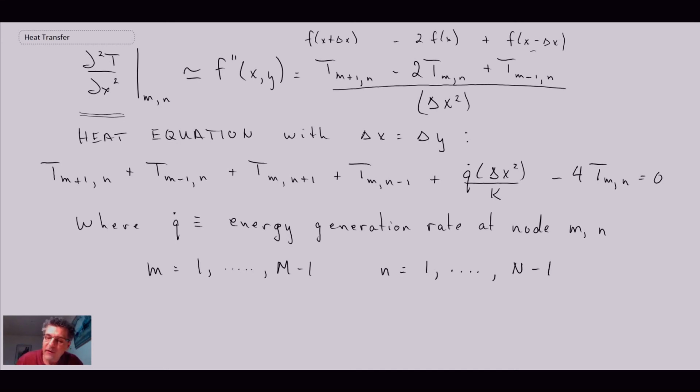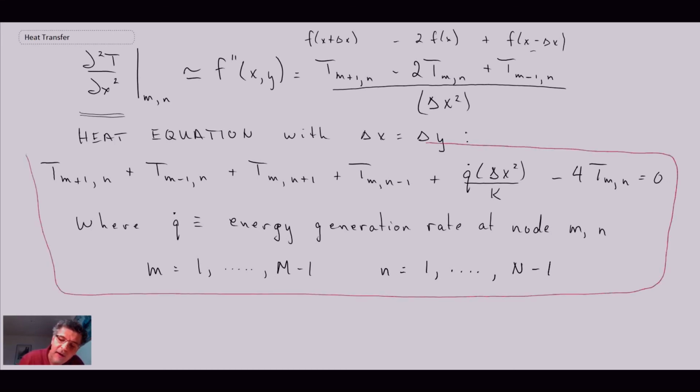And we can also say that this equation applies for subscript m going from 1 to m minus 1 and n from 1 to n minus 1. So those are basically the interior nodes. We're not looking at the boundaries because those will be treated with the boundary condition. But this here is the finite difference equation. It's the heat diffusion equation, I should say, that has been transformed into finite difference form.